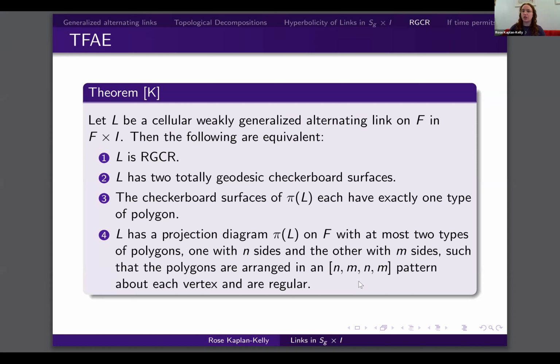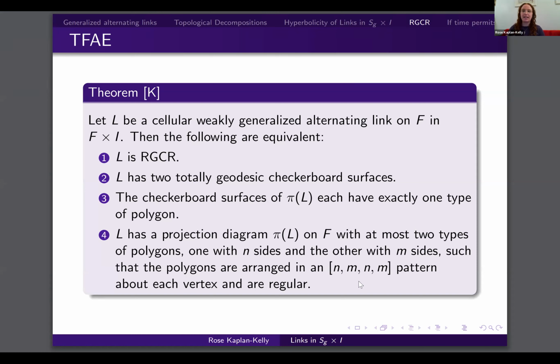What these diagram restrictions are: the third one is, first, we have that our checkerboard surfaces contain precisely one type of polygon. By type, I mean number of sides. So our white checkerboard surface might have all n-gons, our shaded checkerboard surface might have all m-gons, and we might have that n is equal to m. That is allowed. This fourth condition says that in our diagram, we have at most two types of polygons. At every vertex, we have the same configuration of polygons. This is this n-m, n-m pattern. And all of these faces are regular.